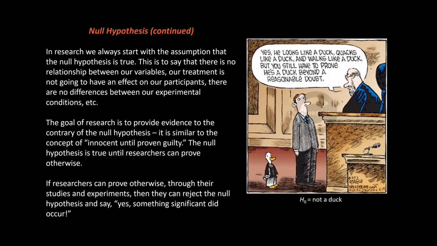The null hypothesis for this comic would be not a duck. Because what this judge is saying to the lawyer is that, yes, he looks like a duck and quacks like a duck and walks like a duck, but you still have to prove that this is not a duck. So the null hypothesis would be, this is not a duck. We start from the idea that this isn't a duck, and then we try to provide as much evidence as possible that it is a duck, so that we can reject the idea that this is not a duck.